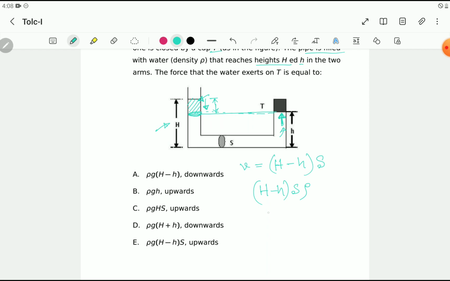Now what would be the force? We know in general F equal to mg. Okay, in that case we got the amount of water which is mass m, and we know the gravitational acceleration will act here, therefore we can just multiply by g, so rho, and we can write g here. So our force will be upwards. So our answer is option E.